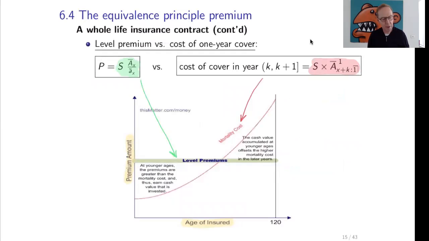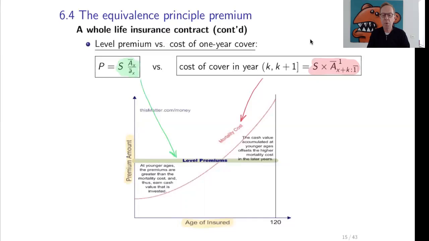Now let us have a look at the whole life insurance contract and compare the level premium that we just calculated. The premium is S times Ā_x divided by ä_x, versus the cost of 1-year cover. I want, at the moment that I die, a payment of S. If I buy this contract by level premiums, this is the premium that I have to pay. We have just calculated this by the equivalence principle.